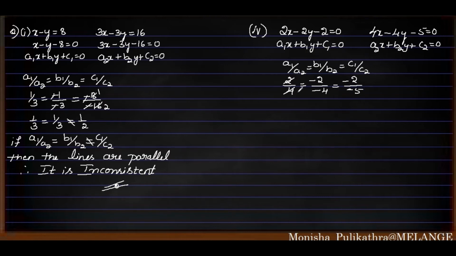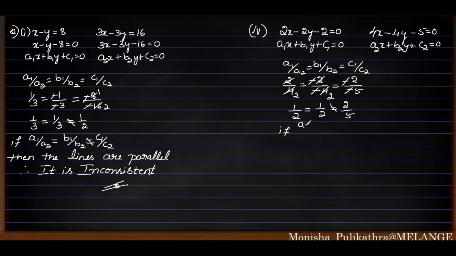Okay, here 2 ones are 2, 2 twos are 4, and the minus minus cancels. 2 ones are 2, 2 twos are 4, and here too the minus minus cancels each other. So the remaining ratio will be 1 by 2 is equal to 1 by 2, is equal to 2 by 5. So it is not equal to c1 by c2.